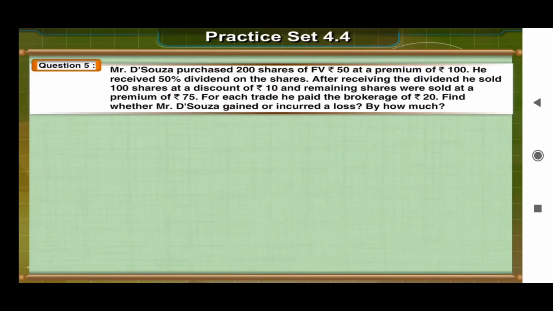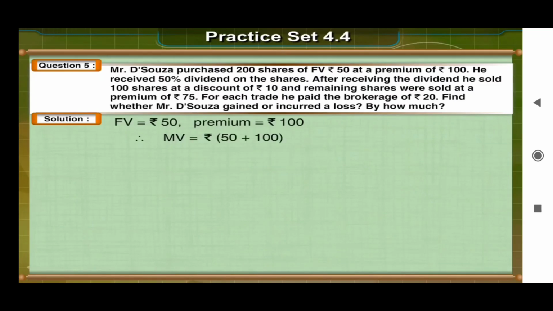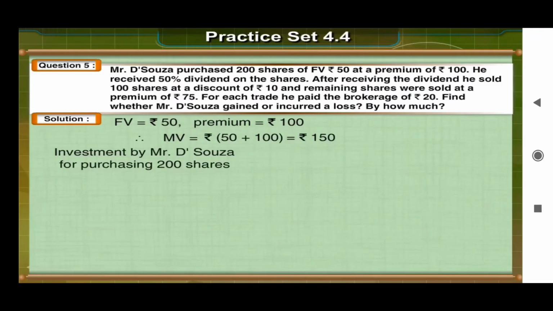By how much? Solution. Here, face value is given to be rupees 50 and premium is equal to rupees 100. Therefore, market value is equal to rupees 50 plus 100, that is equal to rupees 150. Investment by Mr. D'Souza for purchasing 200 shares will be number of shares into market value, so that is equal to 200 into 150, which is equal to rupees 30,000.